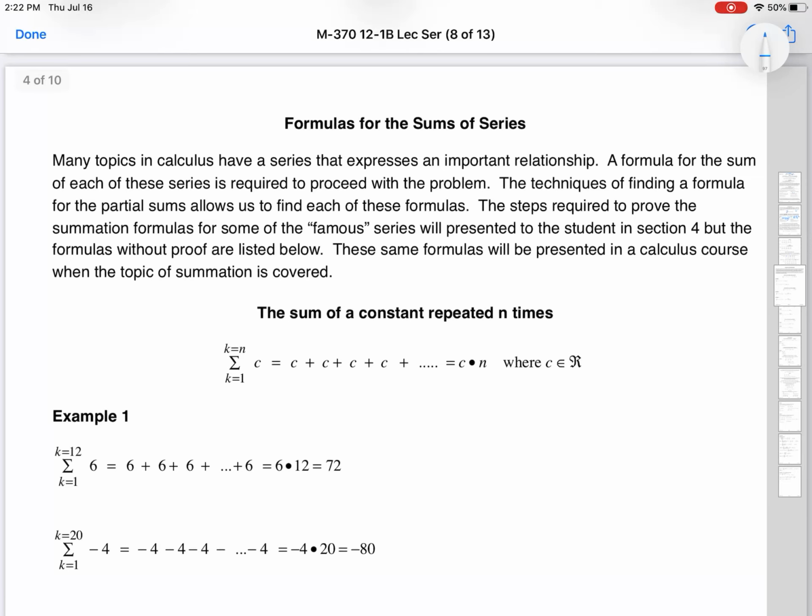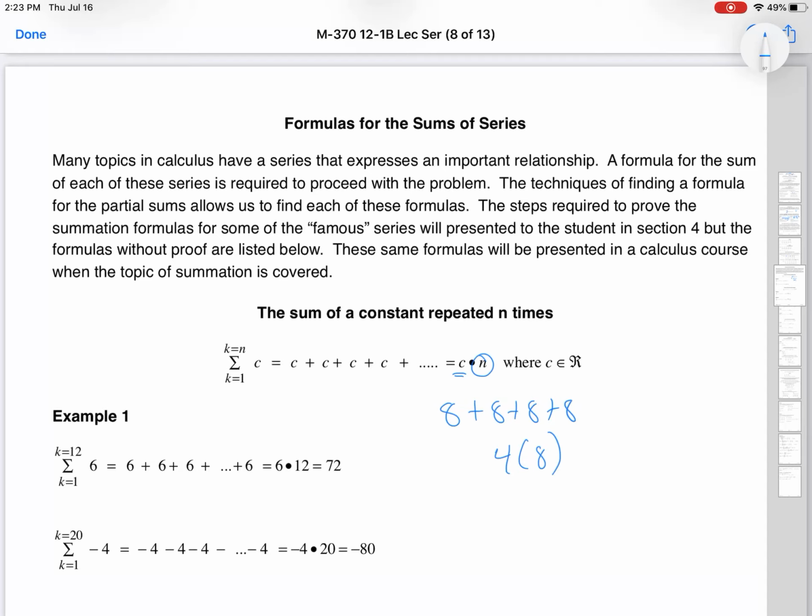Formulas for this series. So some of these formulas you'll know. You should know that if you have 8 plus 8 plus 8 plus 8, the fastest way to do that is to say, well, that's 4 eights, or 4 times 8, right? I got 8 four times. That's where the name "times" came from. And so you would take c and add it to itself n times, right? That's all that's happening, where c is an element of the reals.